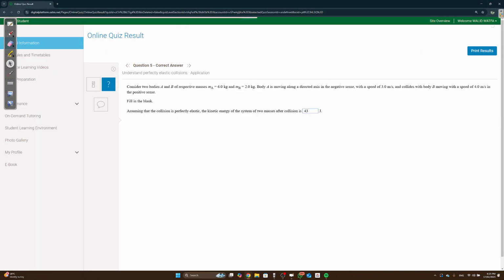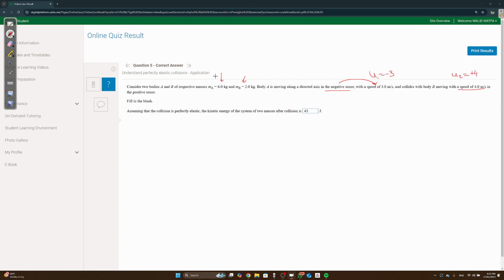Anyways, question 5. Consider two bodies A and B. Mass A is 6, mass B is 2. Body A is moving along a direct axis in the negative sense with a speed of 3 meters per second. So we found u1 is equal to -3, and collided with body B moving at speed 4 in the positive sense. So u2 is equal to +4. Hold A, m1, m2.